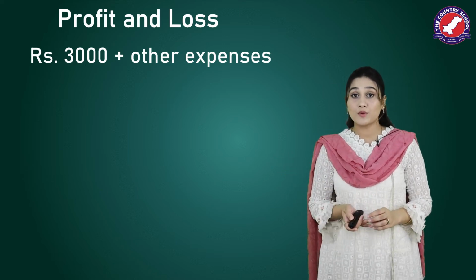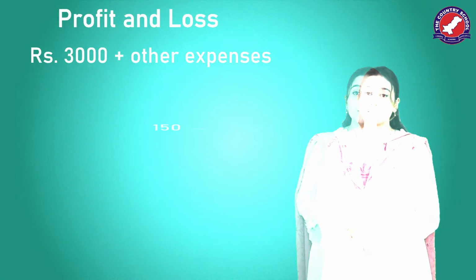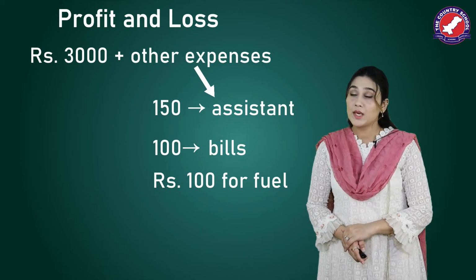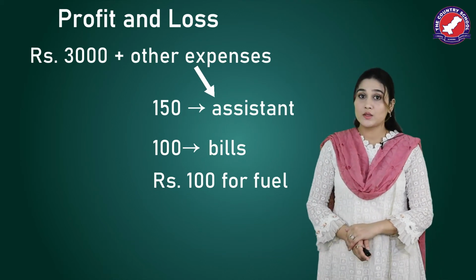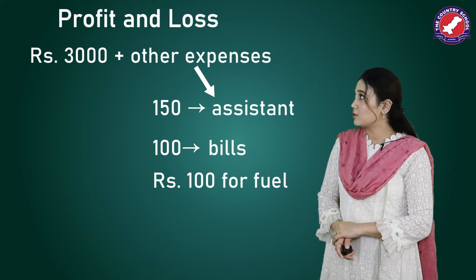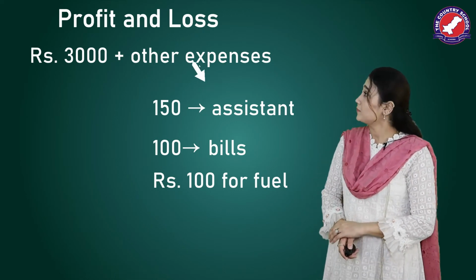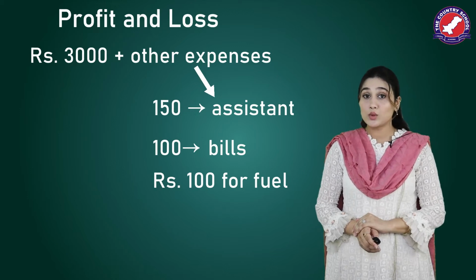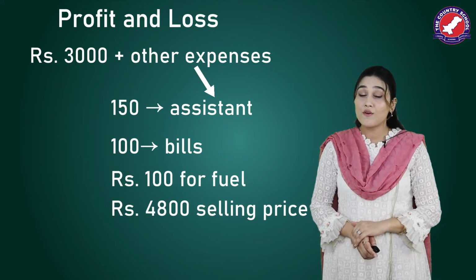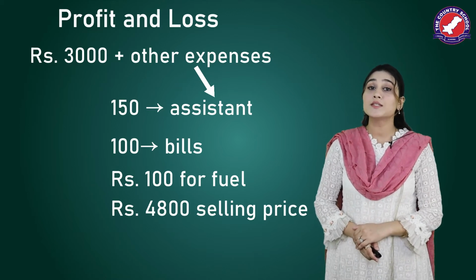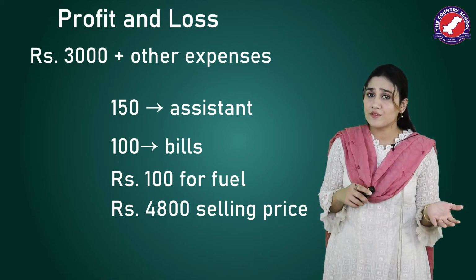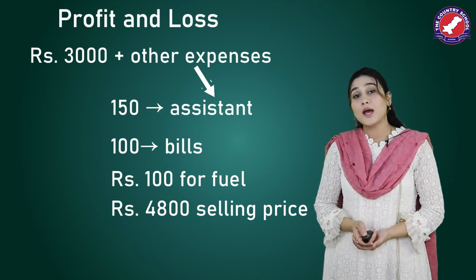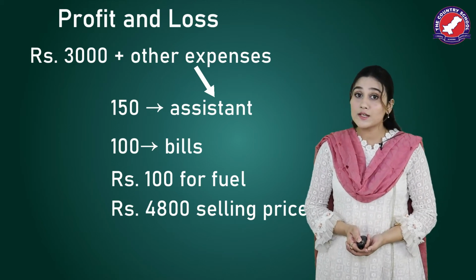He bought vegetables for ₹3,000. But he paid for other expenses as well. What are they? He paid ₹150 to his assistant. He paid ₹100 for bills and ₹100 for fuel. By evening, he sold all the vegetables for ₹4,800. So did he make a profit or loss? Because he had a lot of expenses as well. And if he made a profit or loss, how much was it?